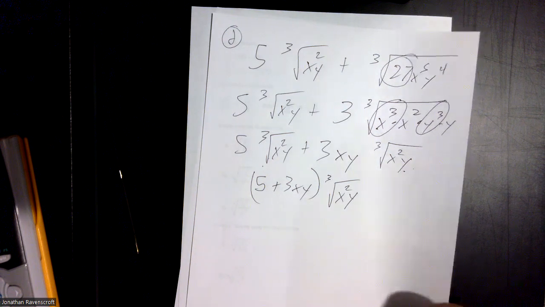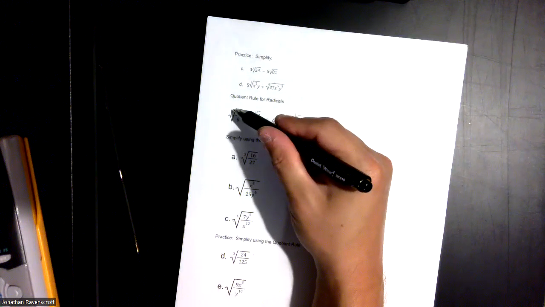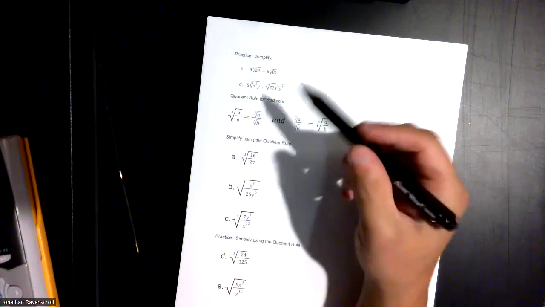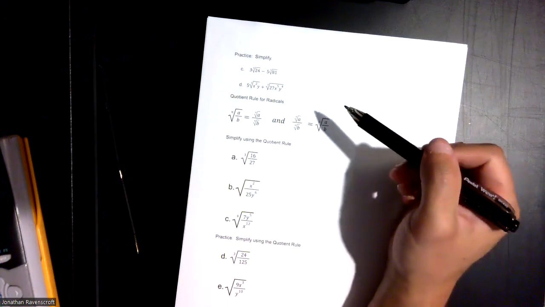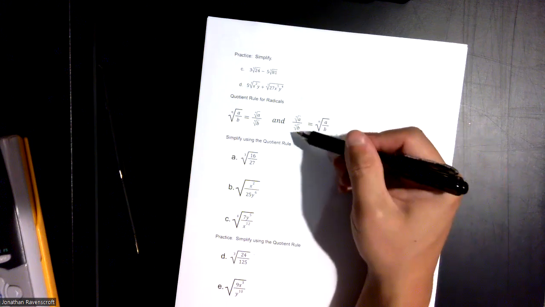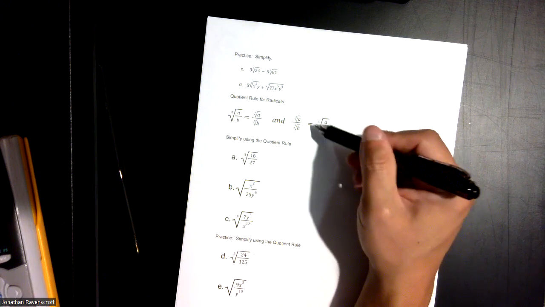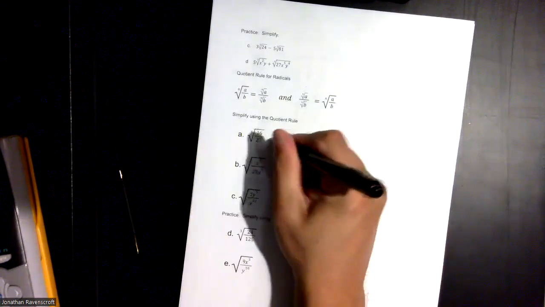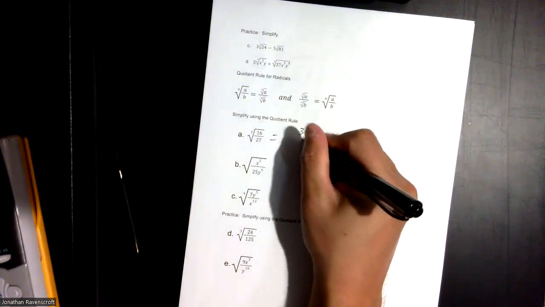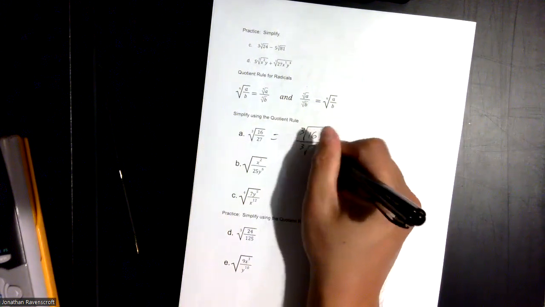All right. So what's next? Quotient rule. What the quotient rule says is if you have a radical of a ratio, you can apply it to the top and the bottom. The reverse is also true. If the top and the bottom both have the same index, meaning the same root, you can extend it over both. So what that allows us to do is stuff like this, where we say the cube root of 16 over the cube root of 27.